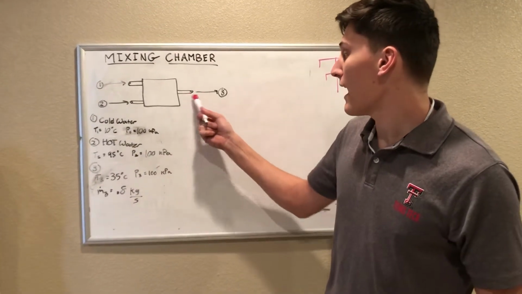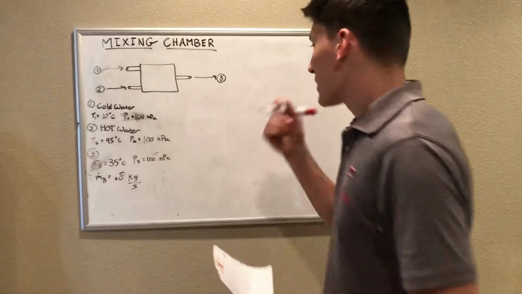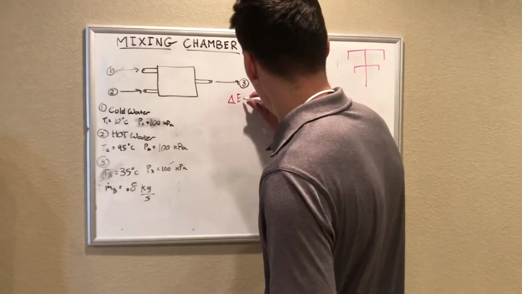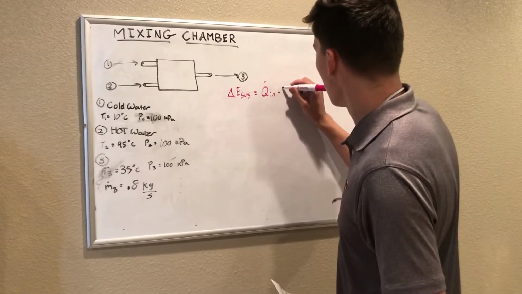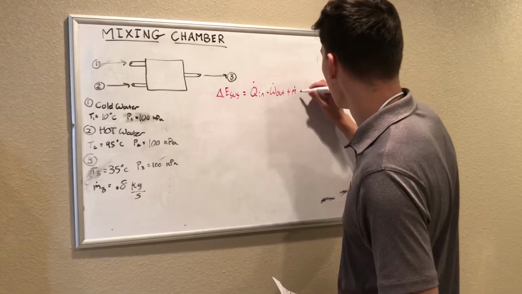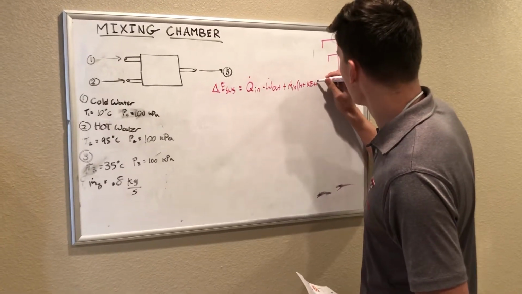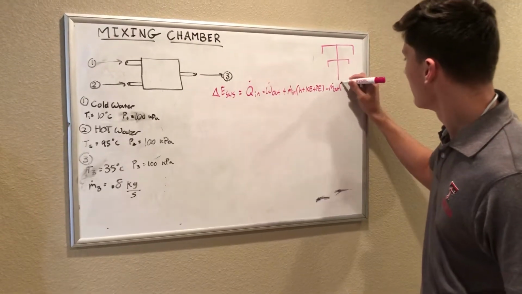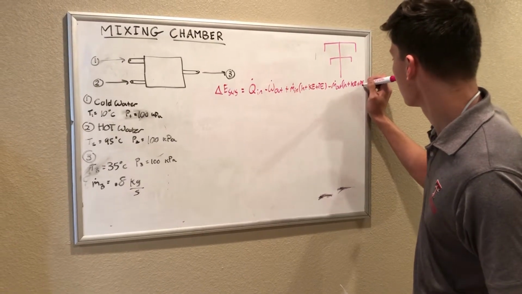And we know that the mass flow rate out of our pipe 3 is going to be 0.8 kilograms per second. So first off, we need to write out the energy balance equation. So we're going to get the change in energy of the system is equal to the heat transfer in minus the work out plus mass flow rate in times enthalpy plus KE plus the potential energy, minus mass flow rate out times the enthalpy plus kinetic energy plus potential energy.